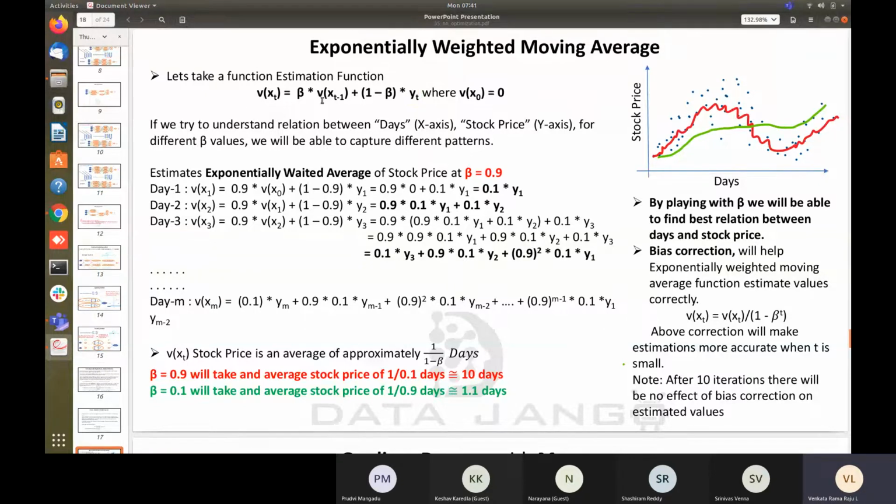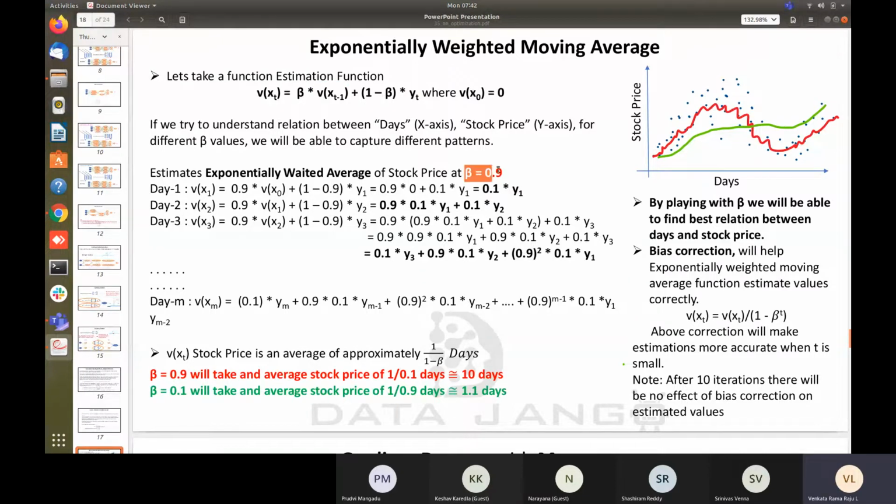So we are trying to manipulate this beta and then try to create a correlation between this function and this yt. That is exponentially weighted moving average. We call this exponentially weighted moving average because we are taking the previous steps into consideration.